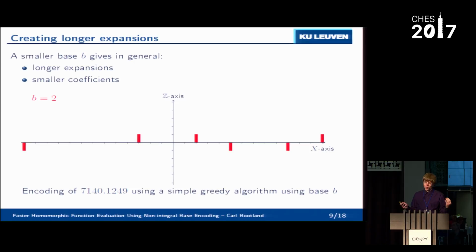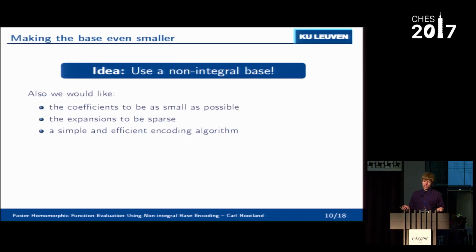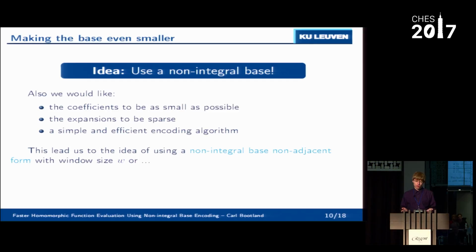So what we realized was actually the data we're encoding is already a real value, so we don't really need the fact that the base b is an integer. A real number does just as well. So the idea is simply to use a non-integral base. There's a couple of things we would like. Firstly, the coefficients in our encoding should be as small as possible, so we only allow 0 or plus or minus 1. We'd also like the expansions to be sparse, so we use the WNAF condition that in every W consecutive coefficients, at most 1 can be non-zero. Finally, we want a nice, simple, and efficient encoding algorithm, so we just use the greedy algorithm for this. And putting all of these things together, this led us to the idea of using a non-integral-base non-adjacent form encoding with window size W, or what we call WNIBNAF for short.